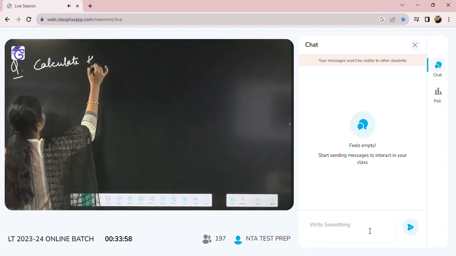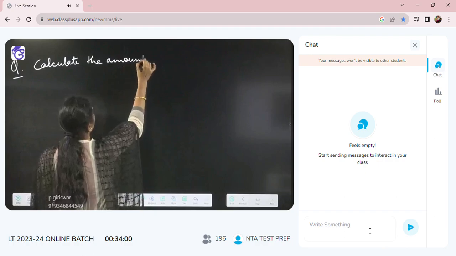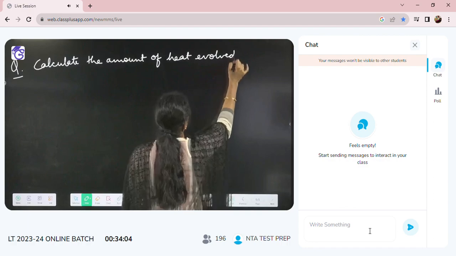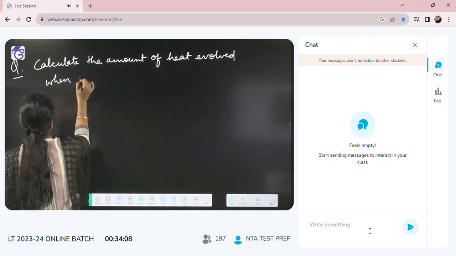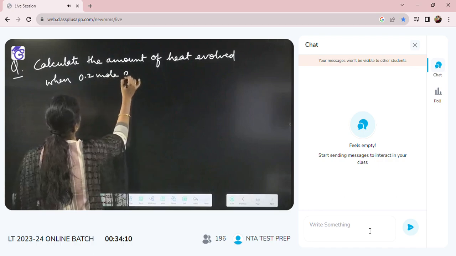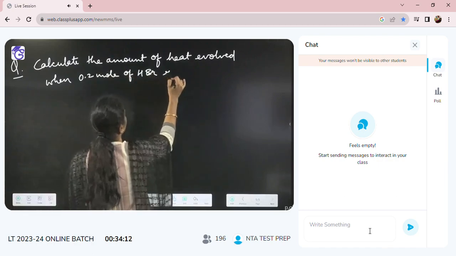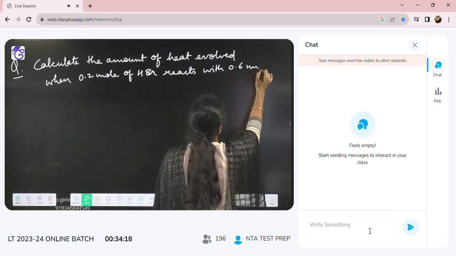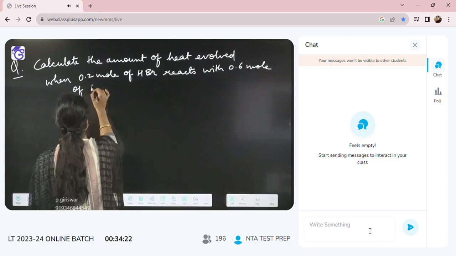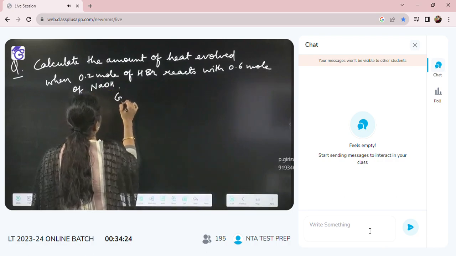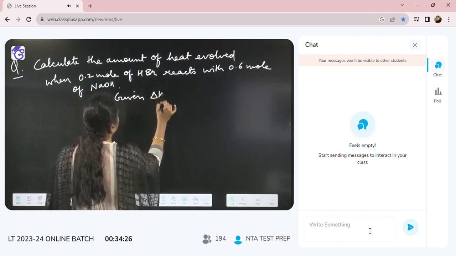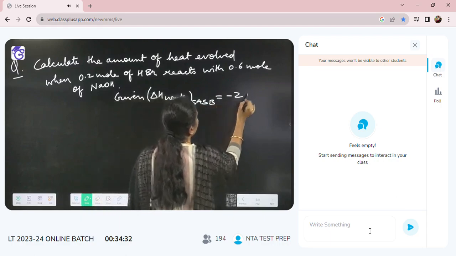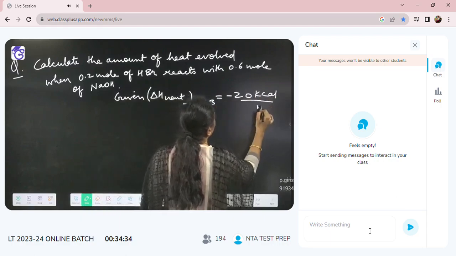Calculate the amount of heat evolved when 0.2 moles of HBr reacts with 0.6 mole of NaOH, given delta H neutralization for a strong acid, strong base is minus 20 kilocalorie per mole.